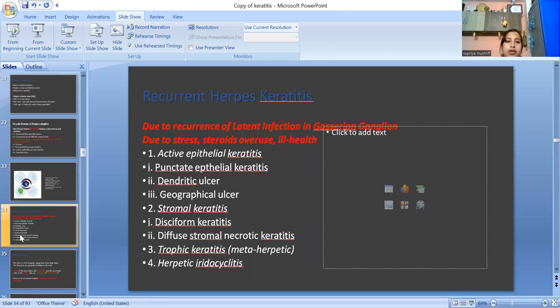Now, recurrent herpes keratitis is due to recurrence of latent infection in the Gasserian ganglion, due to stress, steroid overuse, and ill health. Active epithelial keratitis includes punctate epithelial keratitis, dendritic ulcer, and geographical ulcer. Second is stromal keratitis: disciform keratitis, diffuse stromal necrotic keratitis, trophic keratitis, and herpetic iridocyclitis.